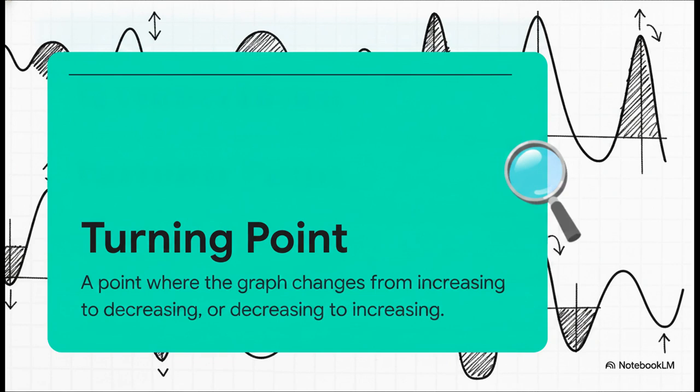So, between all those bounces and crossings, the graph obviously has to change direction at some point, right? We call these spots turning points. It's exactly what it sounds like, a point where the graph switches from increasing to decreasing, or vice versa. You can think of turning points as the local minimums and maximums. They're the exact spots where you stop climbing and start descending on our little mathematical mountain road.